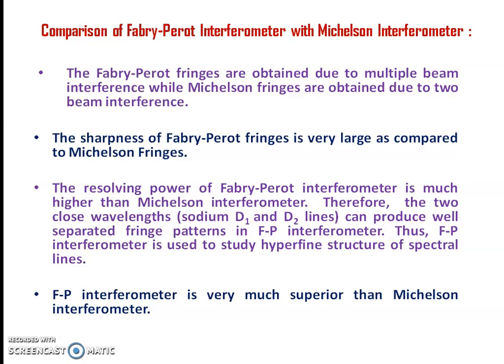Similarly, the Fabry-Perot interferometer is very much superior to Michelson's interferometer, because in Michelson's interferometer there will be only two beams. Here there are multiple beams, so the fringe pattern we get from the Fabry-Perot interferometer will be well separated, and that's why it is much superior to Michelson's interferometer. So this is the comparison between the Fabry-Perot interferometer and Michelson's interferometer.